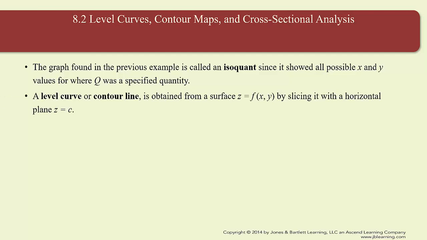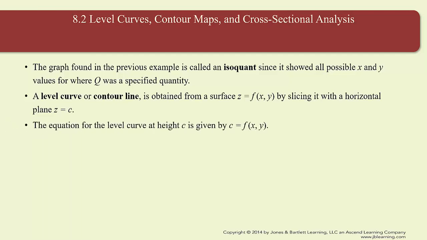A level curve, or some people call it a contour line, is obtained from a surface. Now remember, surface, that's that three-dimensional graph, by slicing it with the horizontal plane z equals c. So the previous graph we did, that isoquant, was the result of looking at the graph of the production function, that three-dimensional graph, and slicing it with a horizontal plane of z equals 100, where that horizontal plane would intersect the graph of the production function. And then we graphed it in the xy plane.